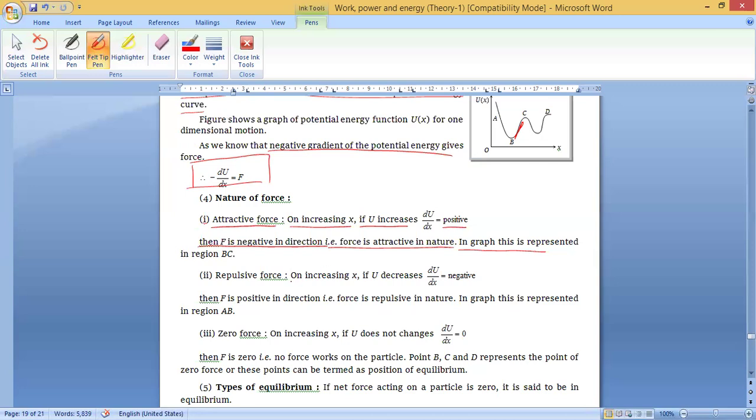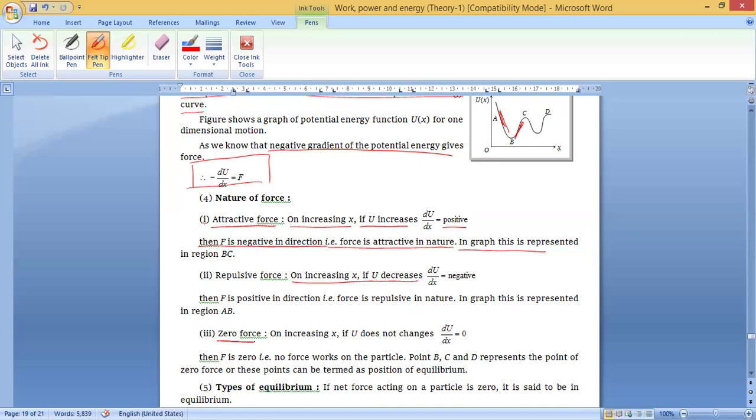Repulsive force. On increasing x, U decreases, as in region AB. Here du by dx is negative, the slope is negative. So F is positive in the direction of x, which means the force is repulsive in nature. In the graph, this is represented in region AB.